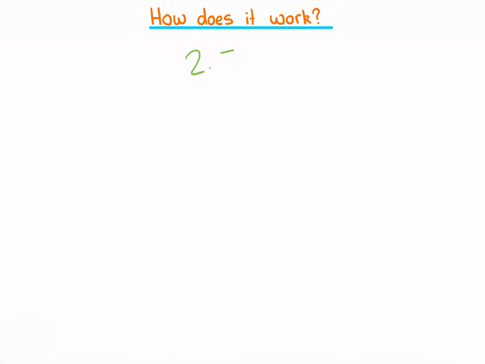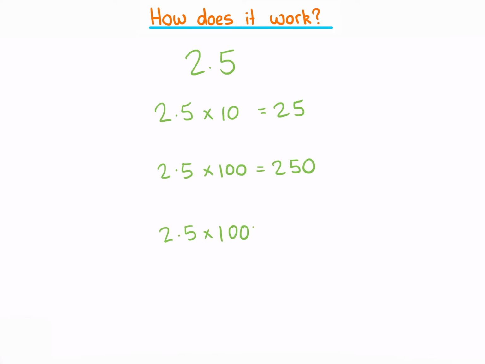Consider 2.5. If we times it by 10, we get 25. If we times it by 100, we get 250. 2.5 times 1,000 is 2,500. And 2.5 times a million is 2,500,000. This is the train of thought behind scientific notation, but we can write it a little bit simpler.